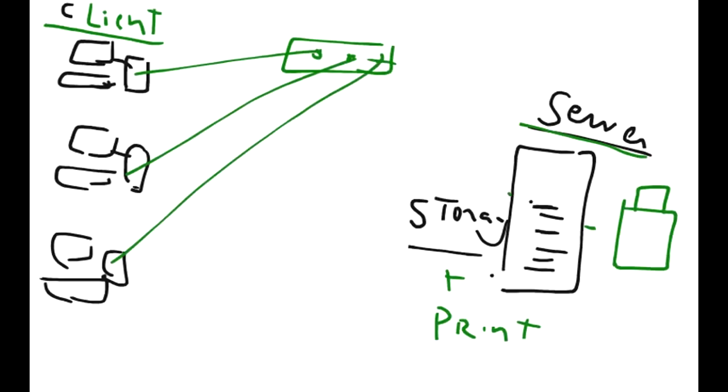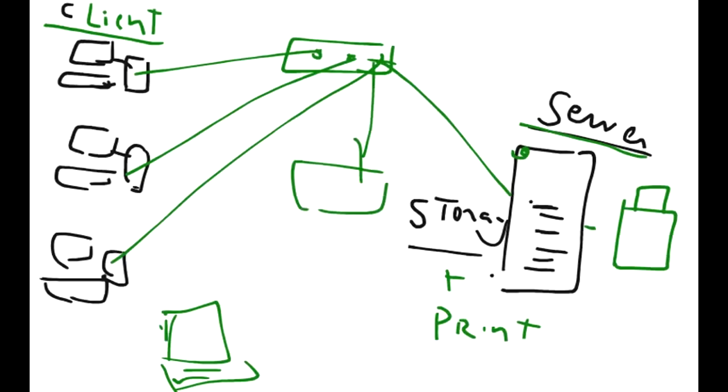They may be attached to each other with the help of a switch or a router, or maybe if a server has also got Wi-Fi, or maybe if we have got a laptop, then the laptop may be connected to a wireless router to the server. So this is how client-server architecture works.